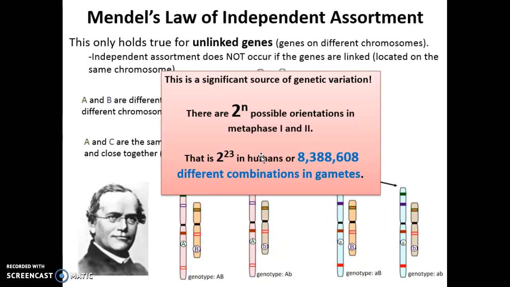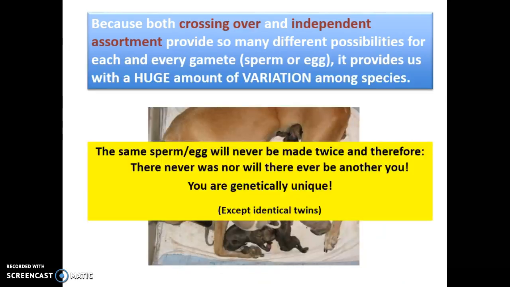So to determine the amount of possible gametes you can get from independent assortment, we use the formula 2 to the n to describe the possible orientations we can get. Because we have 23 chromosomes, the possible different combinations of gametes we can get just from independent assortment is 2 to the 23rd, meaning we can form over 8 million different gametes just based on how they line up during metaphase. So due to crossing over and independent assortment, there's never going to be another you.